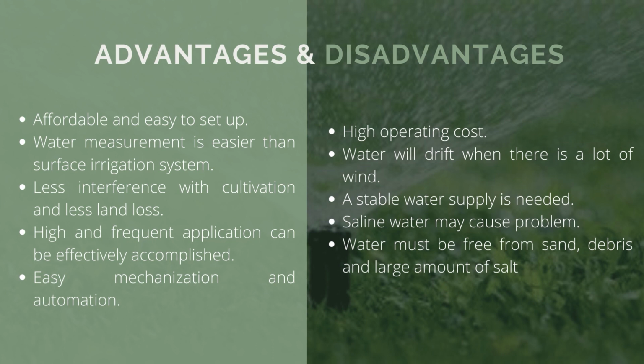Water will drift when there is a lot of wind. A stable water supply is needed. Saline water may cause problems. Water must be free from sand, debris, and large amounts of salt.